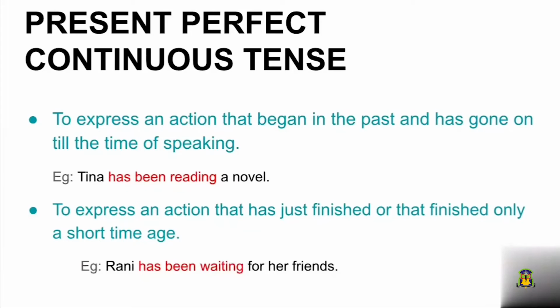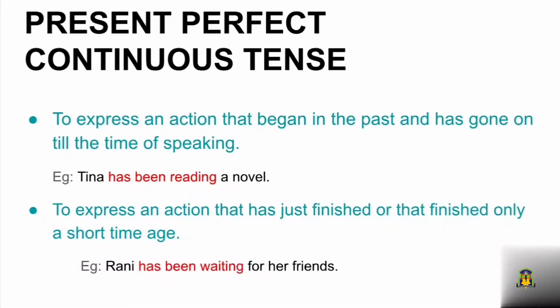Present perfect continuous tense is used to express an action that began in the past and has gone on till the time of speaking. For example, Tina has been reading a novel. So this action already started and now also it is continuing.